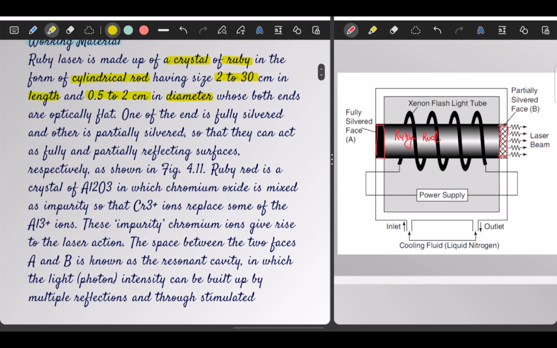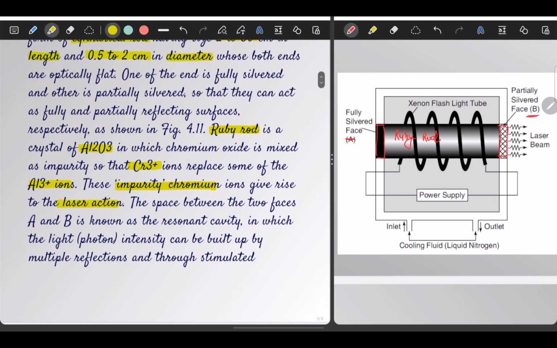Now, the ruby rod is a crystal. What is the composition of this ruby rod? It is a crystal of Al2O3 mixed with impurities of chromium ions. These ions replace some of the aluminum ions in the Al2O3 crystal. So these impurity chromium ions give rise to the laser action. The space between the two faces A and B is known as the resonant cavity, in which the light intensity can be built up by multiple reflections and stimulated emission.